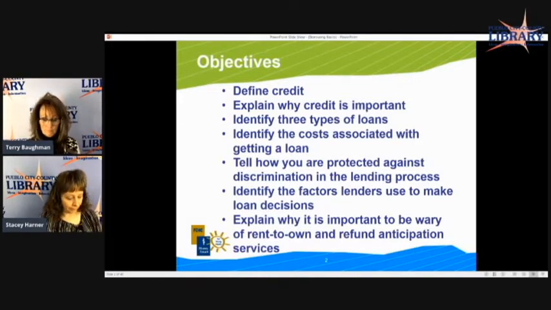Number 4, which type of loan is used to pay for personal expenses for you and your family? Select all that apply. A, consumer installment loans. B, credit cards. C, home loans. And the answer is A and B, consumer installment loans and credit cards.